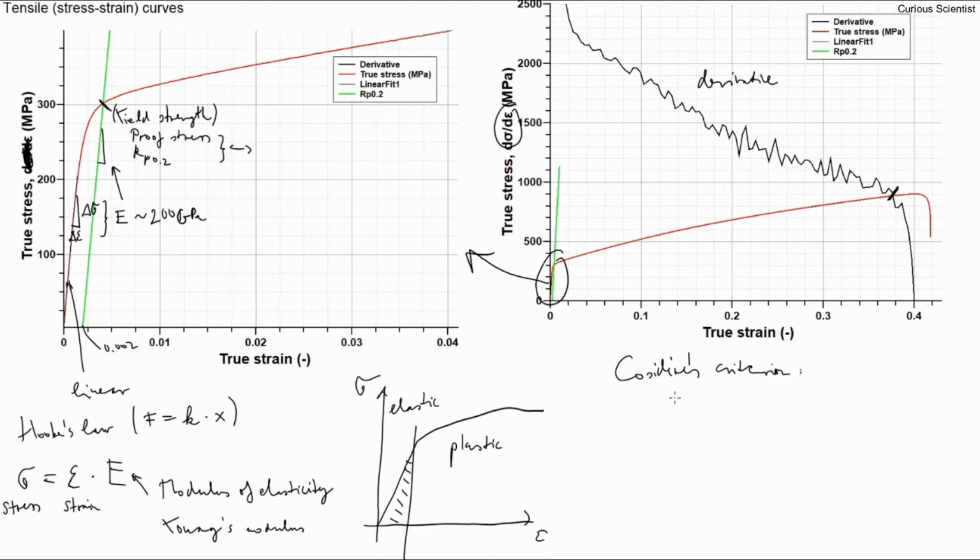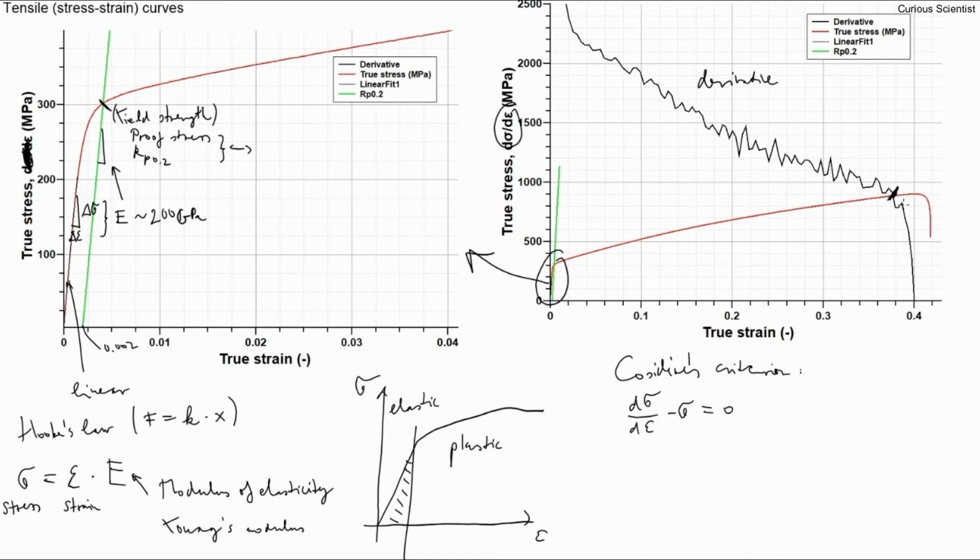So basically it says that if this equation is satisfied, so the derivative minus the stress equals 0, then about this point the necking of the sample starts, so the plastic deformation is getting unstable.